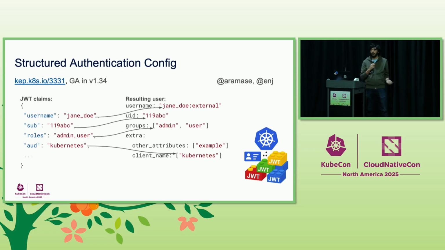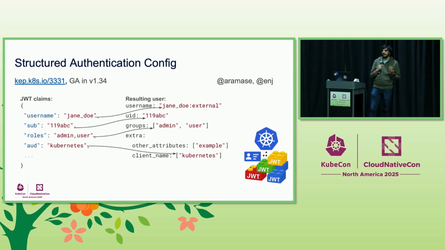This started alpha in 1.29, and as the name suggests, it's bringing some structure into how you configure authenticators in Kubernetes. Prior to this, you could configure an OIDC authenticator using flags, which means you only could do one authenticator, and if you had to make any changes, you would have to restart the API server. But with this, you can now configure multiple JWT authenticators, and a JWT authenticator is an authenticator that authenticates Kubernetes users based on JWTs. In addition to that, you can configure multiple audiences for a single authenticator.